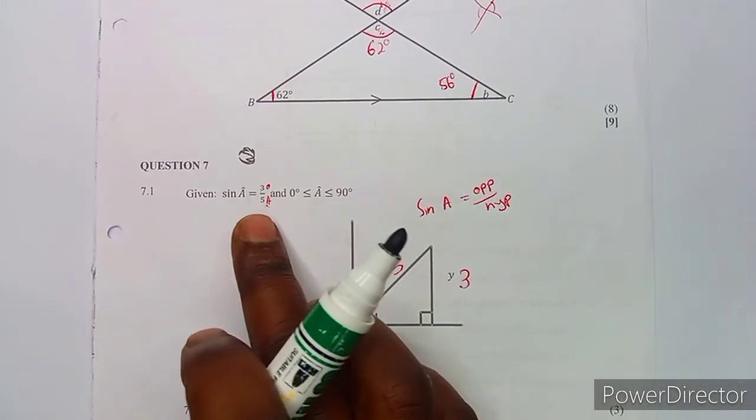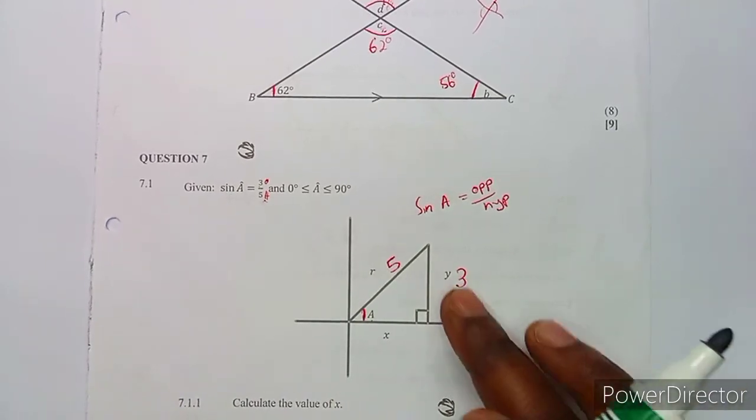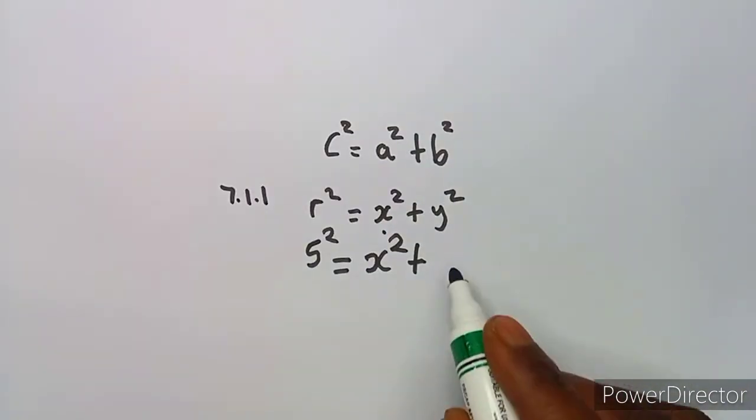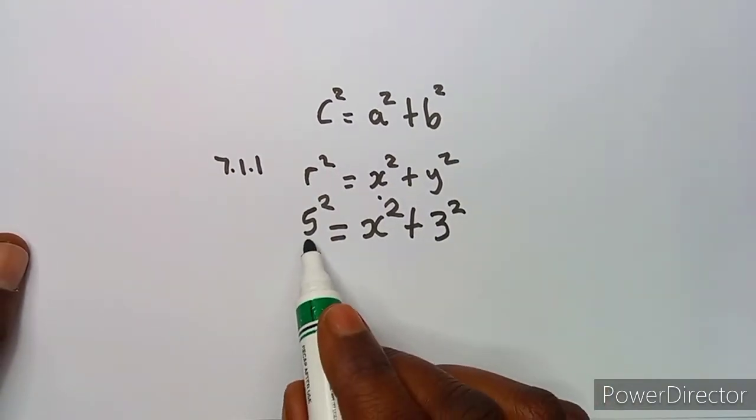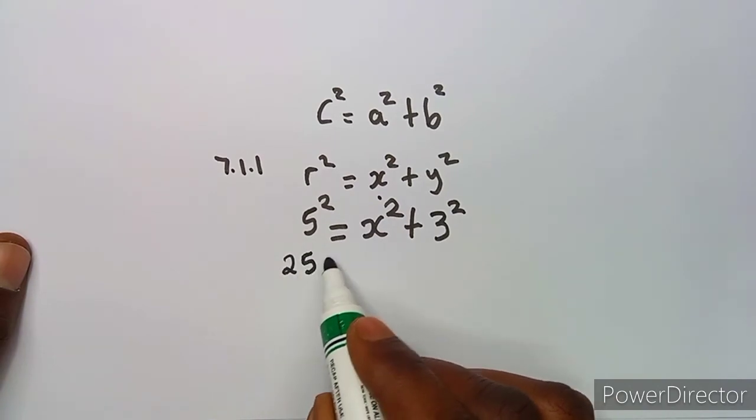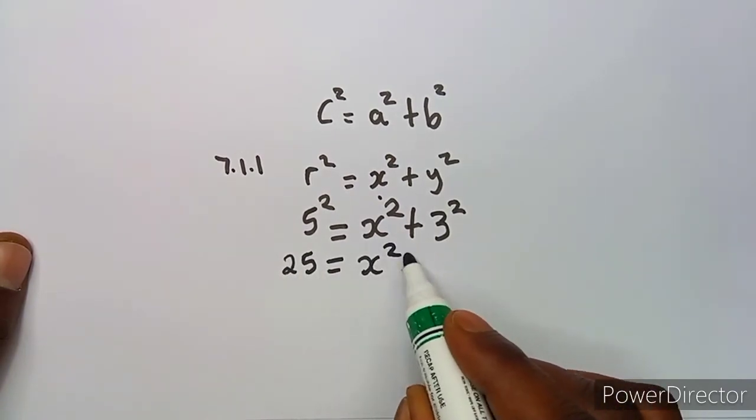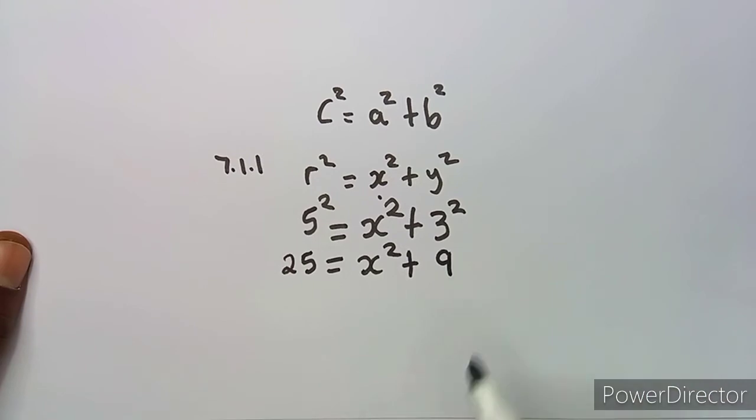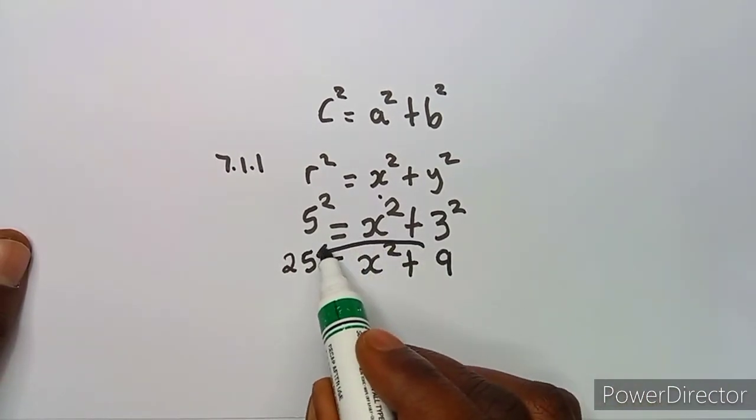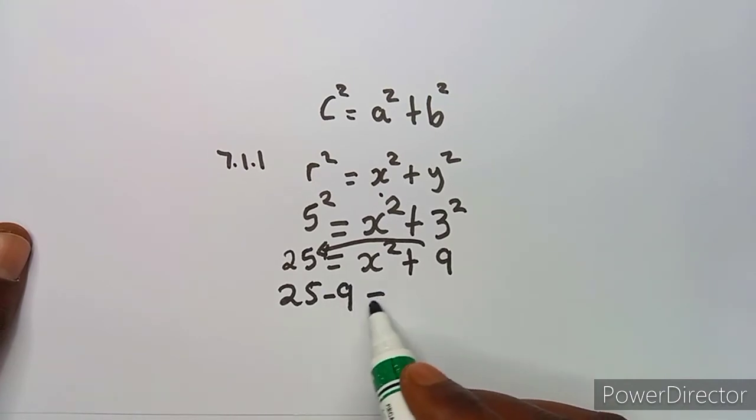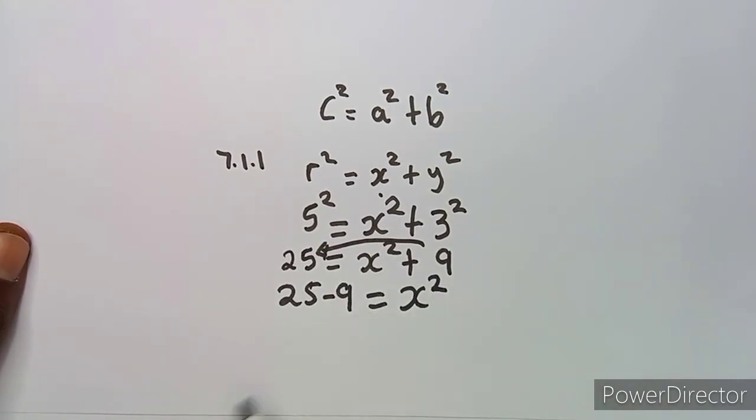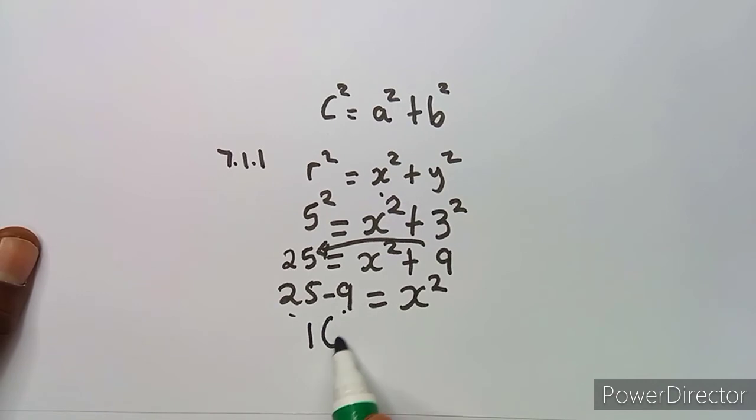From the information that we used from this sine, we obtained that y is equal to 3, so you're going to substitute 3 squared. All right, let's simplify together, guys. 5 squared from your calculator is 25, which is equal to x squared plus 3 squared, which is 9. Now you can transpose 9 to this side, and it's going to be a minus, so it's 25 minus 9, which is equal to x squared. 25 minus 9 is 16 from your calculator, which is equal to x squared.